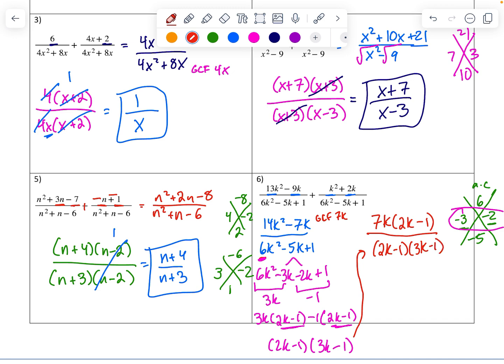Thankfully, all that hard work paid off because these 2k minus 1s cancel. So our final answer is that 7k on top and a 3k minus 1 on the bottom.